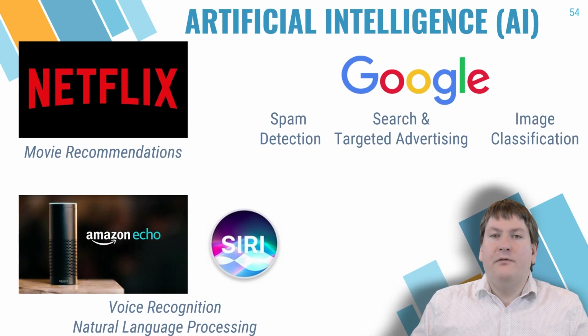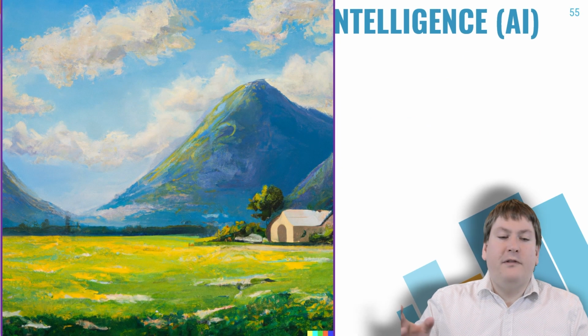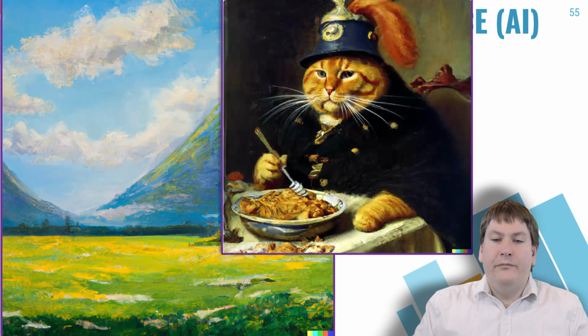Now, before we move on from the topic of AI and machine learning, there is another class or category of AI products that we should mention. But first, I want to show you a few pictures. So here we have a nice sort of landscape painting. Here we have sort of a funny one of a cat police officer eating some food.